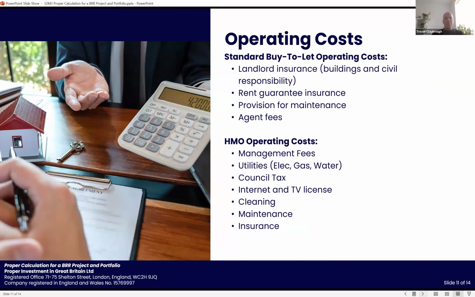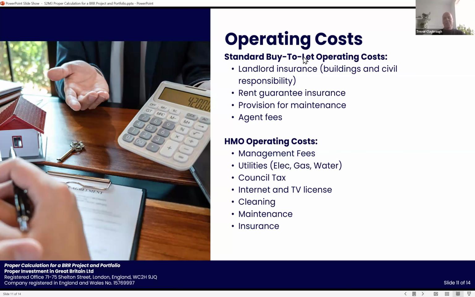Then we need to properly take into account operating costs. Again, we often see adverts saying, here's the gross yield, here's the net yield. The gross yield is what the tenant or tenants are paying divided by the value of the property. And then we get the net yield when we take off all the different costs.